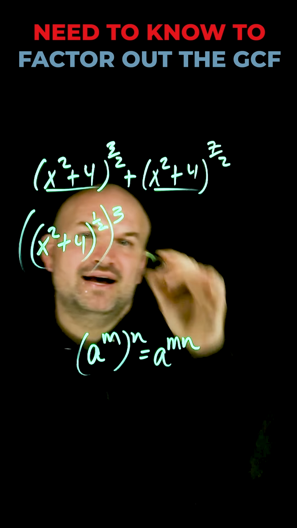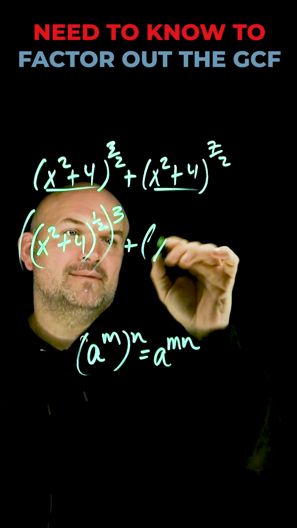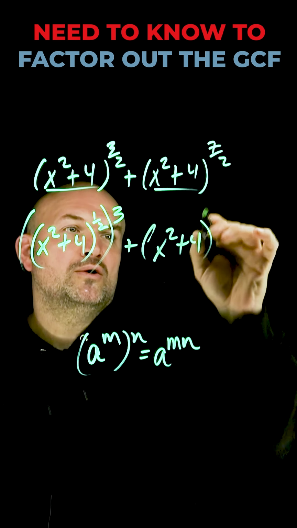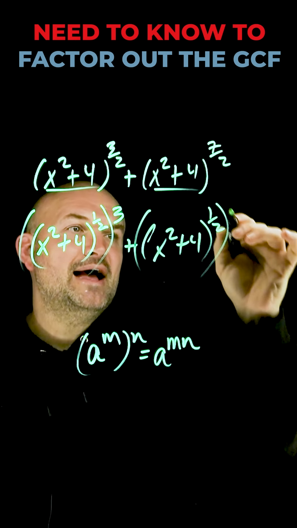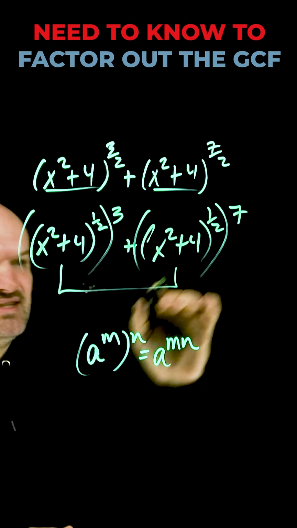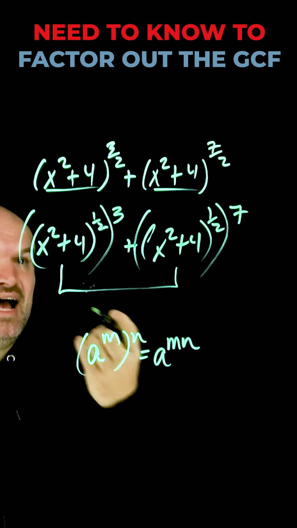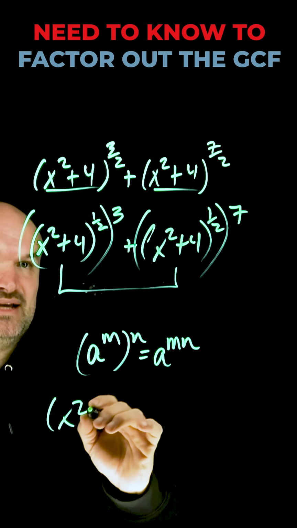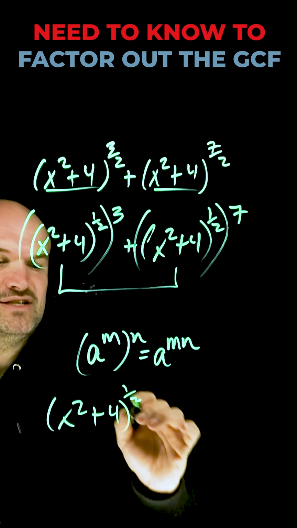It's 3/2. I can do the exact same thing over here by taking (x squared plus 4) raised to the 1/2 power and multiplying it by 7. Now what I want you to see is they have the exact same expression, which is a base as well as a power. That is going to be (x squared plus 4) raised to the 1/2.